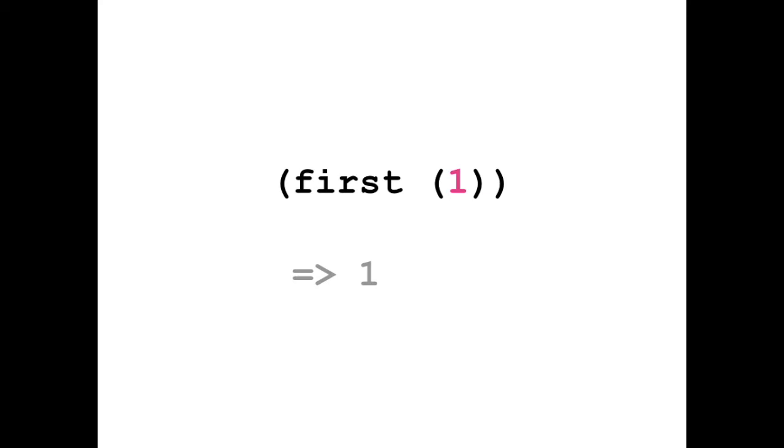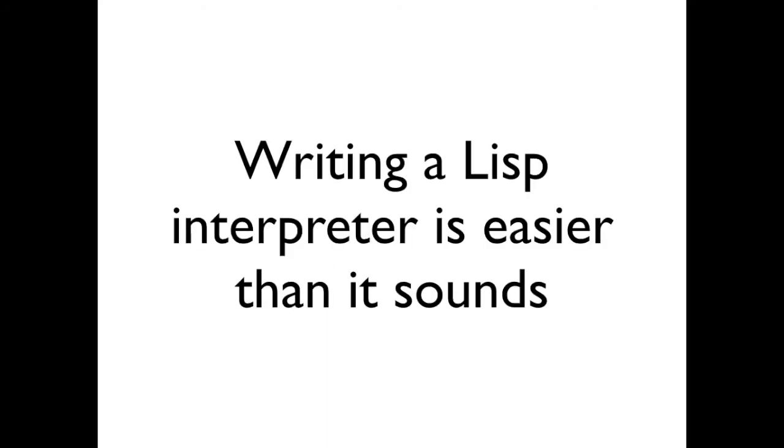Here's an invocation of a function. The function is called first, and we're calling it on the list with 1 in it. And first takes a list and then returns the first item. So when we call first on the list with 1 in it, then we get back 1.